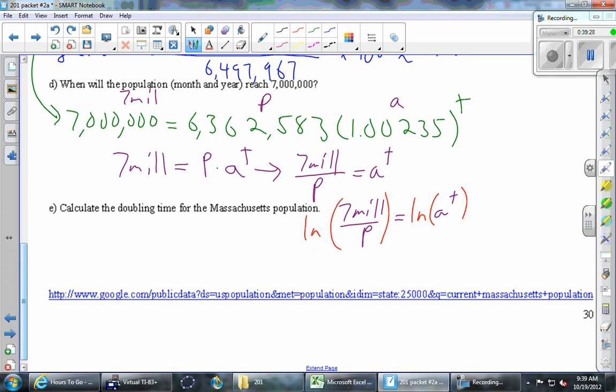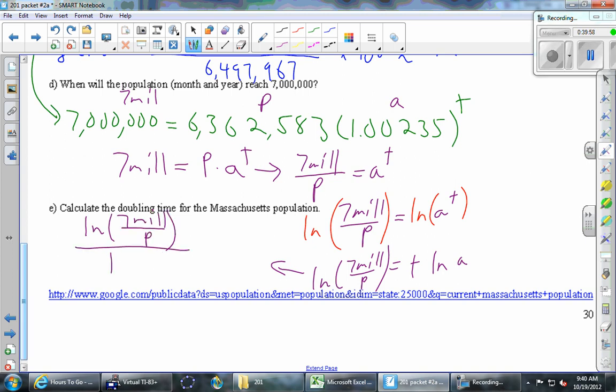On the right-hand side, what can we do? Bring that T down. That was the goal. So we get T times ln of A, and ln of all this stuff, we just copy. And then finally, to solve for T, divide by ln of A. ln of 7 million over P, divided by ln of A, is equal to the T that we're interested in.